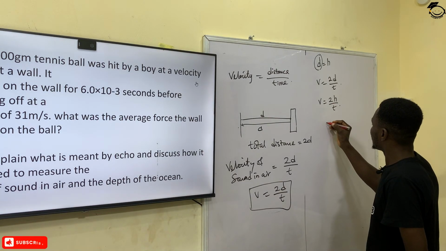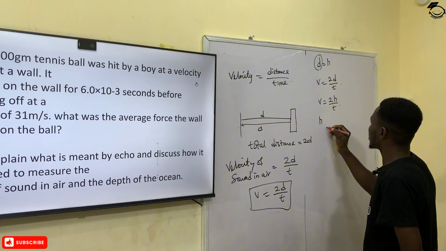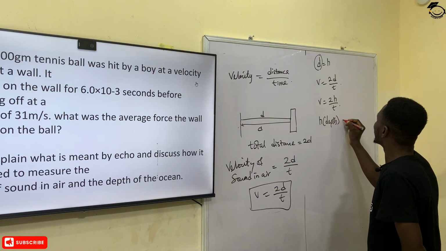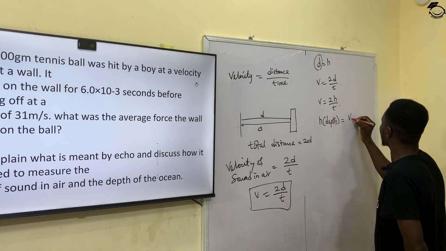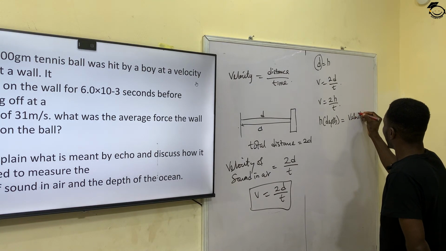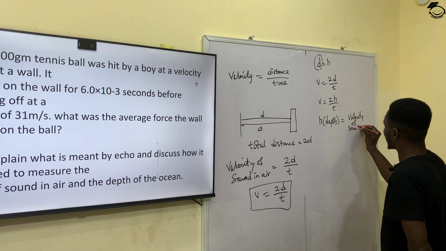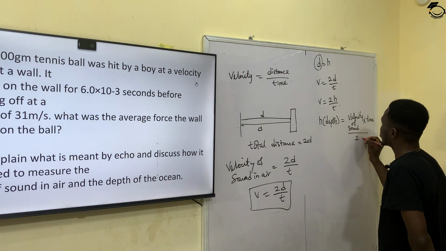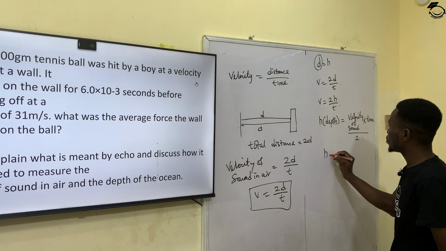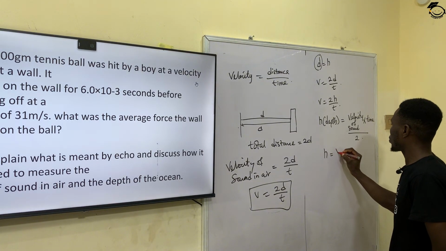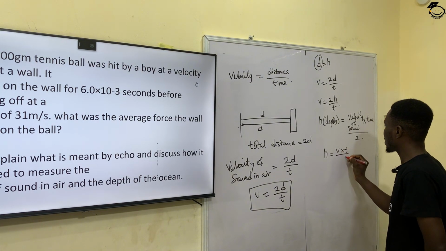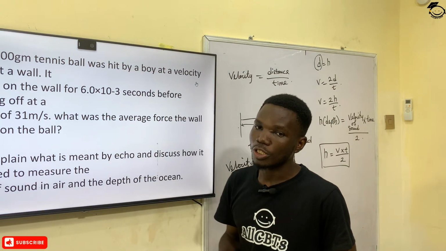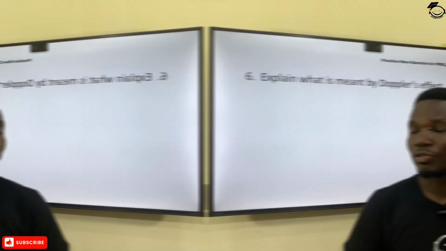This means that I have my H, which is the depth here. H here is the depth of the ocean, and will be equal to velocity of sound times the time divided by 2. So it means that the depth of this ocean can be calculated using this formula that says velocity times time divided by 2. So this will become the formula to calculate the depth of the ocean using echo. Moving on to the next question.